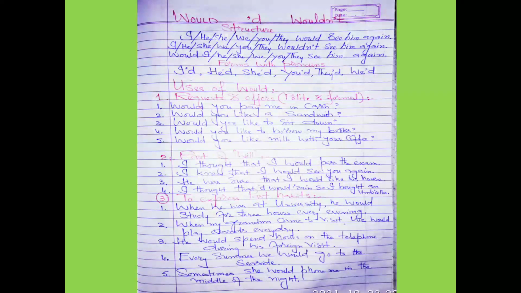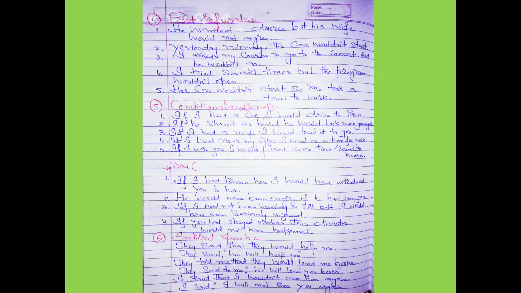I will repeat again. We use this word for requests and offers, polite requests and formal offers. Then we use this word as past of will. We use this word to express past habits, repeated past habits. You must remember this. Then we use this word for past refusals, when we refuse something. We use it for conditionals, second and third conditional. Then we use it for indirect speech. We simply use it for would in this indirect speech. This was all about would.